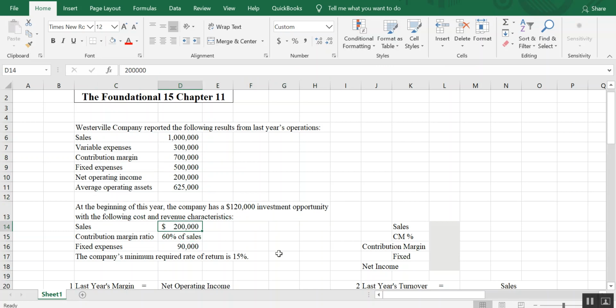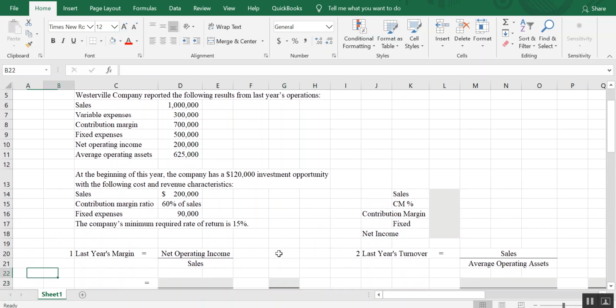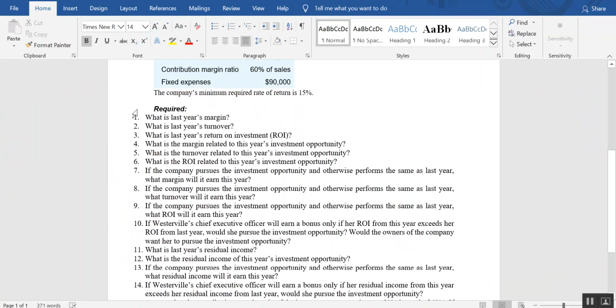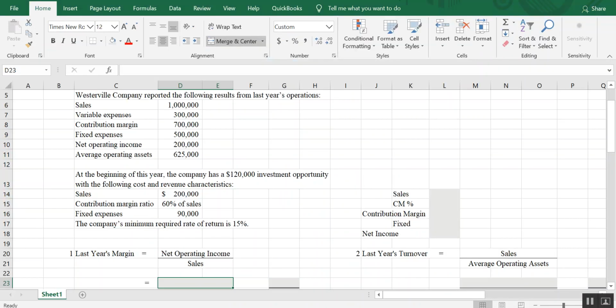At the beginning of the year, they had this proposed investment opportunity that would generate revenue of $200,000, contribution margin 60% of sales, fixed expenses of $90,000. The minimum required rate of return is 15%. I'm going to come back to what this is; we don't need that for the moment. But when we get to number 1, you can see that the first 3 questions are focused on last year's margin, turnover, and return on investment, ROI. So let's go ahead and do that.